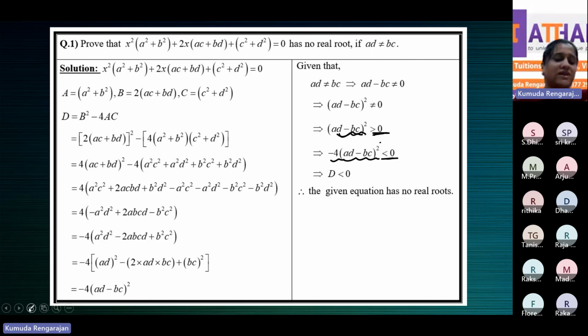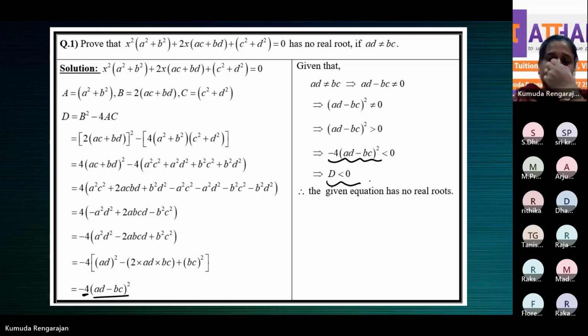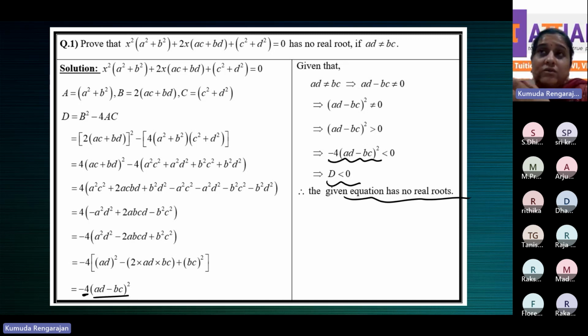That means the discriminant is negative. Because what is -4 into AD minus BC the whole square? It's nothing but the discriminant, right? So we have proved that it is negative. D is less than 0. That means it has no real roots. You don't have to find the value of D, because it's all A, B, C, D here. But whatever be the value, it is negative. So if it is negative, the quadratic equation has no real roots.